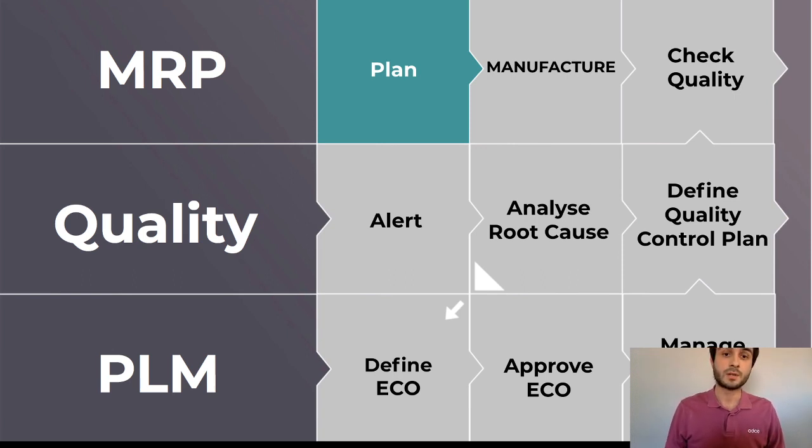We'll have that engineering change order, which we define here as the ECO, approved by one of the managers, and then we'll see how we can keep track of the different versions of our product bill of materials as a result.